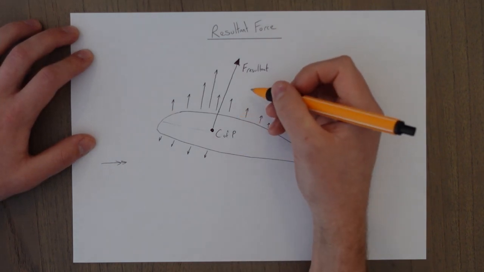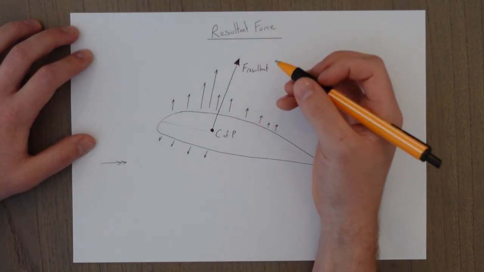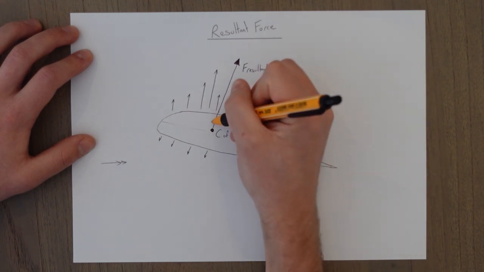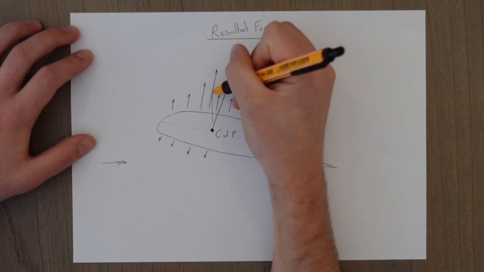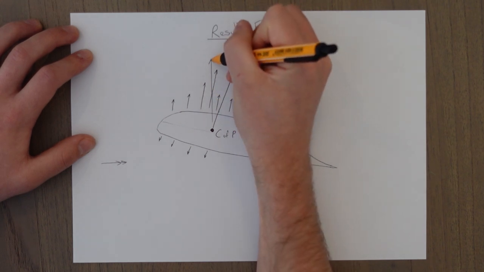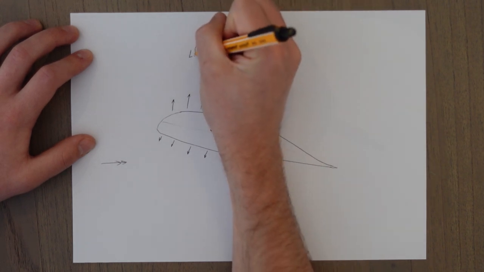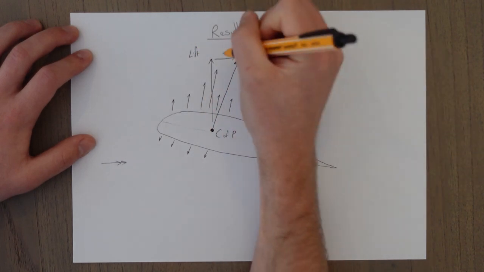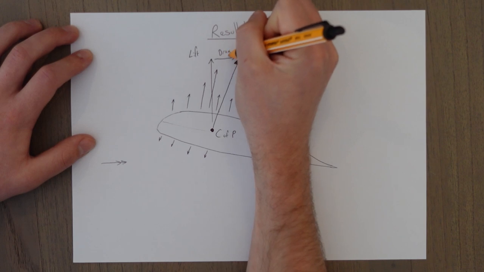This resultant force that comes from this pressure differential can be broken down into its component parts due to it being a vector. So if we go straight up vertically, that force there is our lift. And the component that goes back the way, that's our drag.